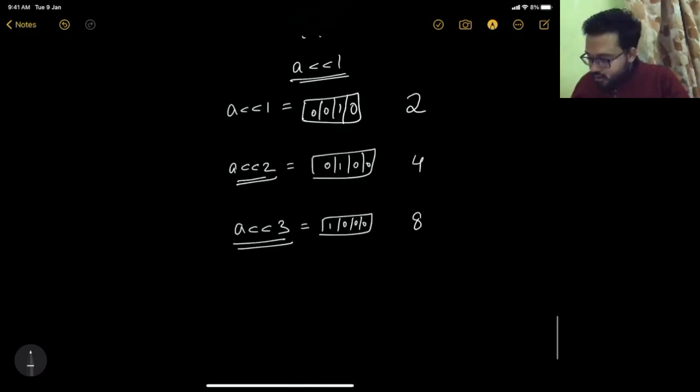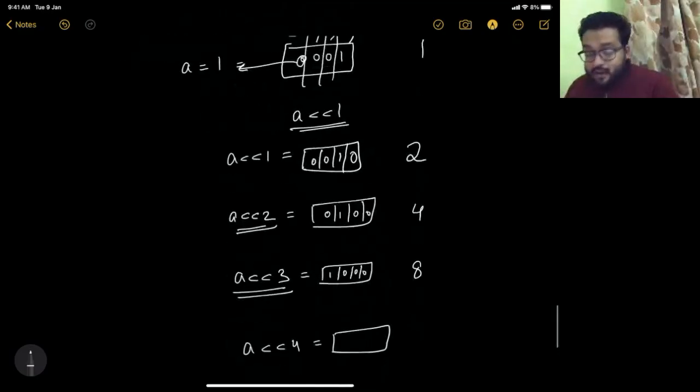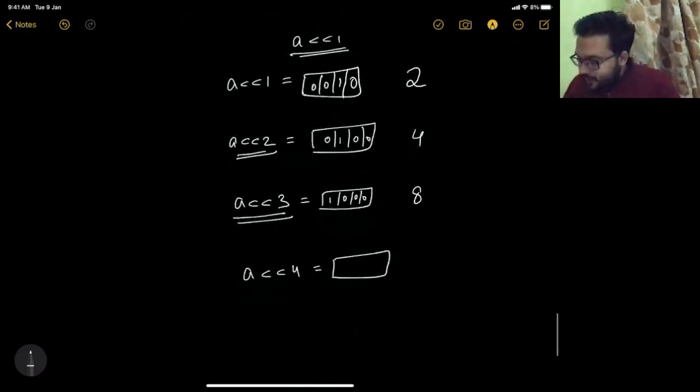If I do another left shift, Anchit says it becomes 16. Anchit, do you realize that there are only 4 bits here? If there are only 4 bits here, this number becomes 0. Right? If there were more than 4 bits, this number would become 16. How many of you understand this, guys?